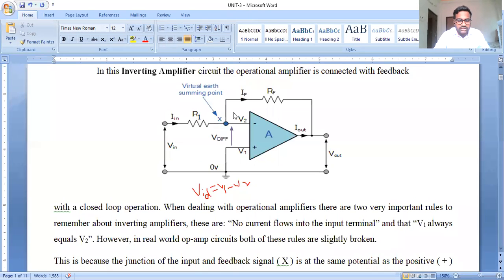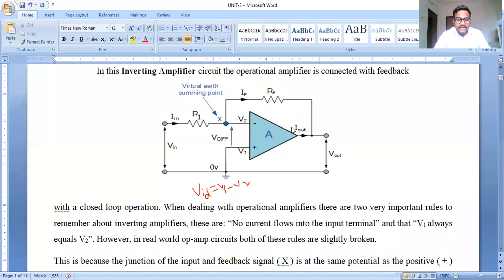In this condition we are grounding the non-inverting terminal, and we are designing the inverting operational amplifier so that we apply the input to the inverting terminal. If it were a non-inverting operational amplifier, the inverting terminal would be grounded and the input applied to the non-inverting terminal. Here we ground the non-inverting terminal and get an inverted output.